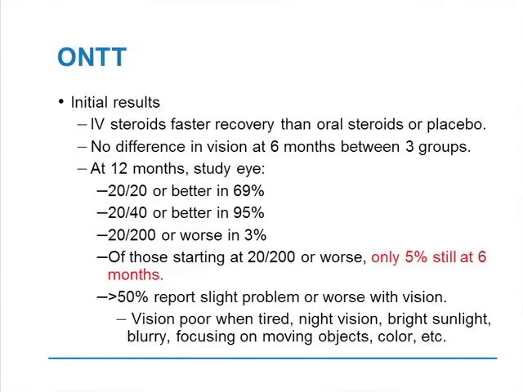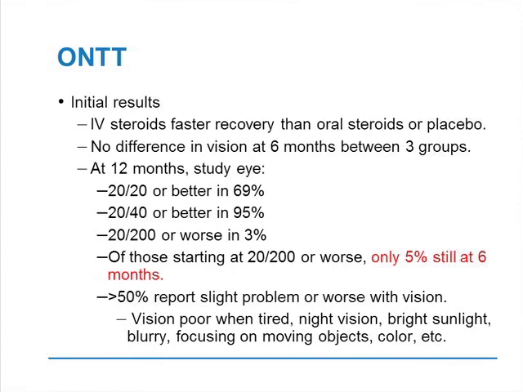The initial primary results of the Optic Neuritis Treatment Trial showed that IV Solu-Medrol, or methylprednisolone, provided faster recovery than oral steroids or placebo. However, there was no difference in ultimate vision recovery at 6 months between the three different groups. At 12 months, we were able to look at how well the patients actually wound up recovering eventually. And you'll see that patients went to 20/20 vision or better in the affected eye 69% of the time, 20/40 or better 95% of the time. And a bad outcome, or 20/200 visual acuity or worse, only occurred in 3% of cases.